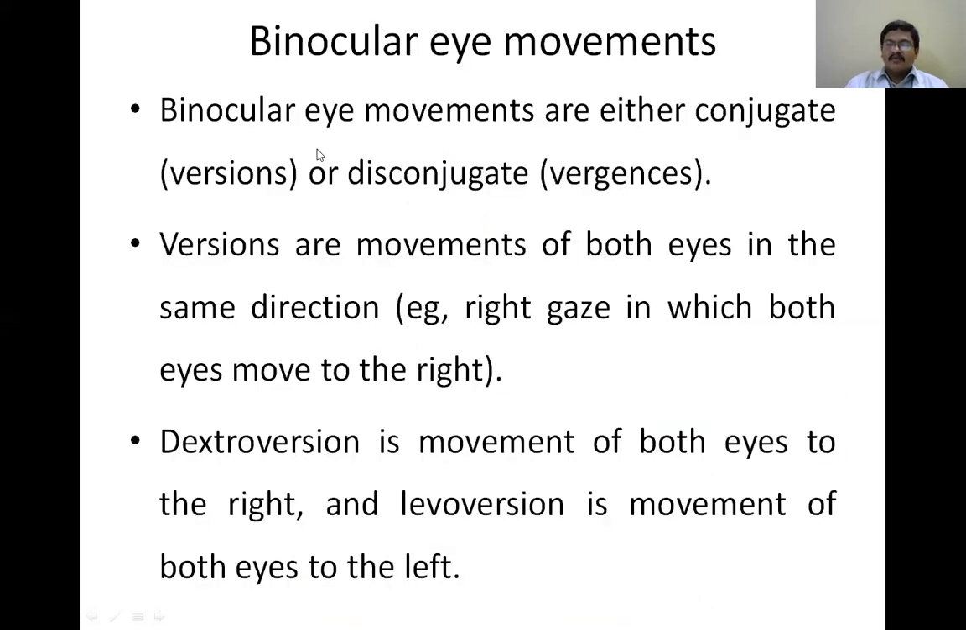What are the conjugate movements? What are the disconjugate movements? The binocular eye movements can be conjugate or disconjugate. The conjugate movements are called versions. The disconjugate movements are the vergences, either convergence or divergence. The versions are the movements of both eyes in the same direction. In the right gaze, both eyes move to the right side. Dextroversion is the movement of the eyes to the right, and levoversion means the movement of the eyes to the left. Dextro means the right side, levo the left.